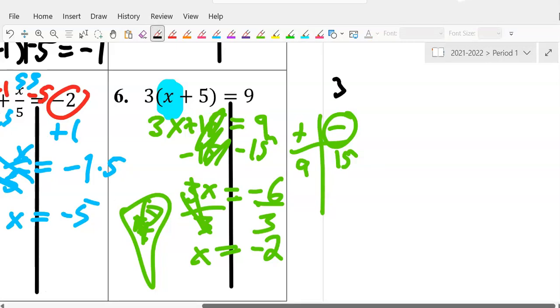3 times, oh, my computer's slowing down. Stop that computer. Okay, let's try it again. 3, oh, it's still slowing down.